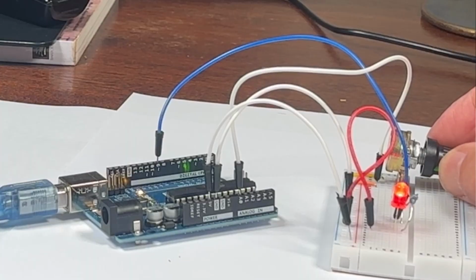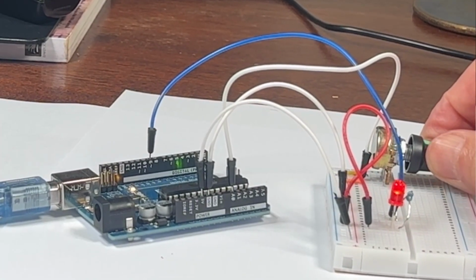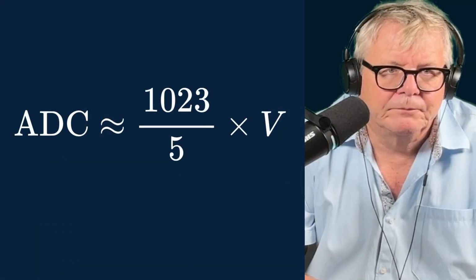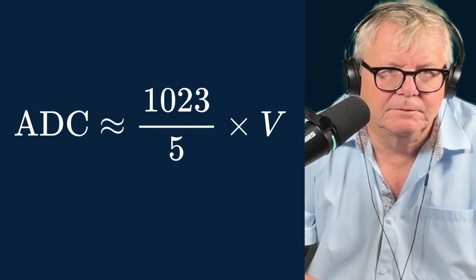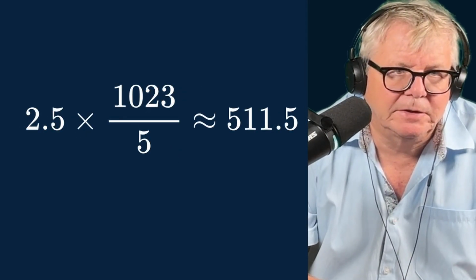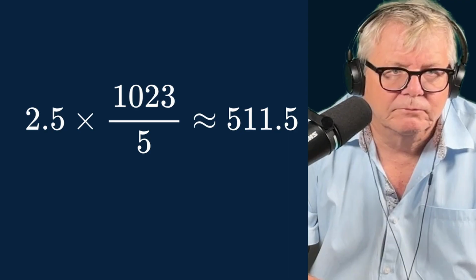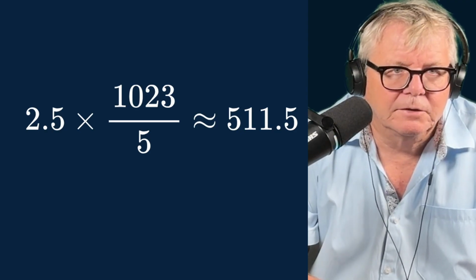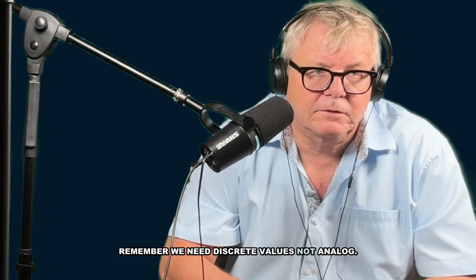On the classic Arduino Uno, the ADC produces a 10-bit number. ADC is approximately 1023 divided by 5 times the voltage. So if the voltage is 2.25, this is approximately 511.5. The ADC will truncate that, round it off. So the ADC will be reading about 512. Okay, and it chops off the decimal part to give us an integer. Remember, we need discrete values, not analog.